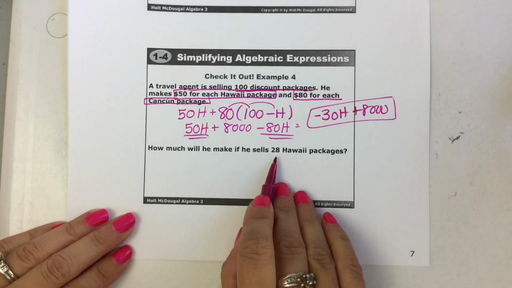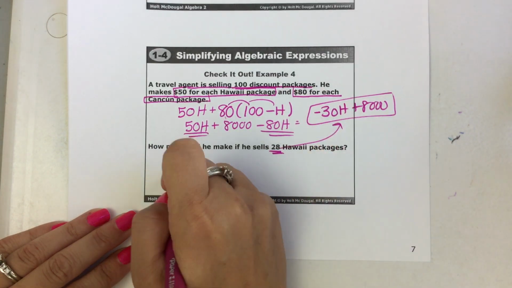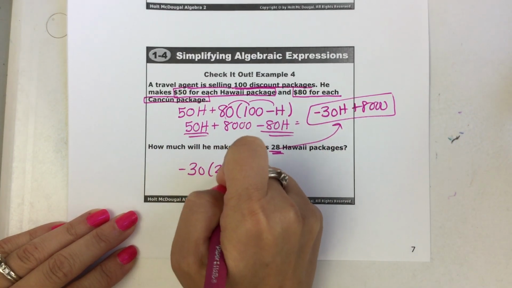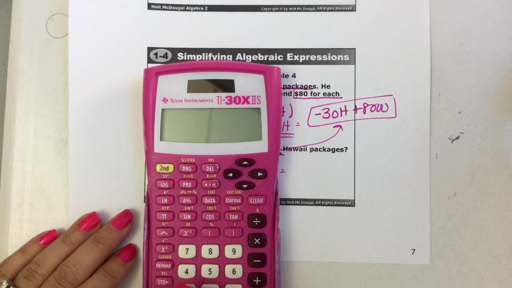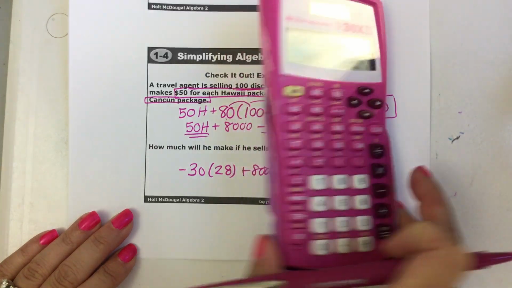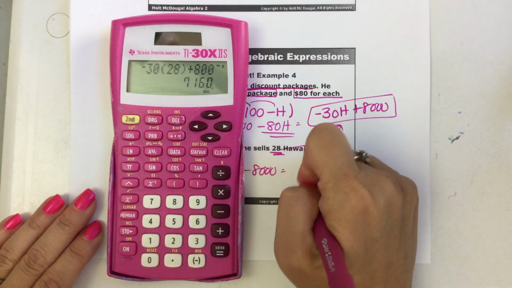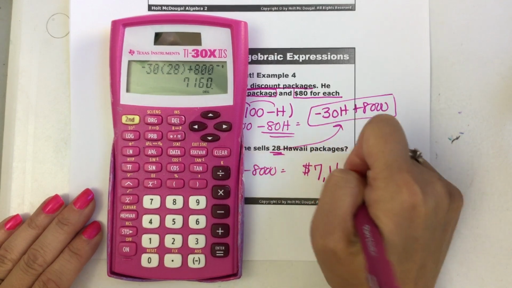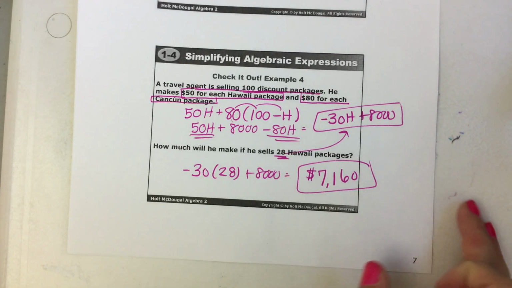How much will he make if he sells 28 Hawaii packages? So H is 28. So negative 30 times 28 plus 8,000. Let's go ahead and plug this in. Negative 30 times 28 plus 8,000. Holy smokes, that's pretty hefty. $7,160 would be the commission that travel agent would make.